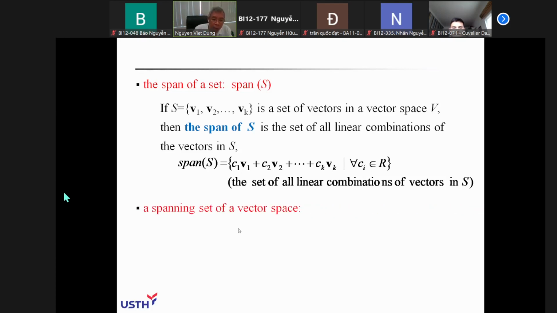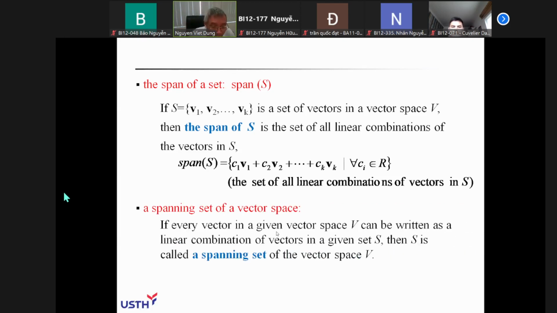And the next notion is the spanning set of a vector space. If any vector in a given vector space V can be written as a linear combination of vectors in S, then S will become a spanning set of the vector space V. In other words, we can say S is a spanning set of V if and only if span S equals V.